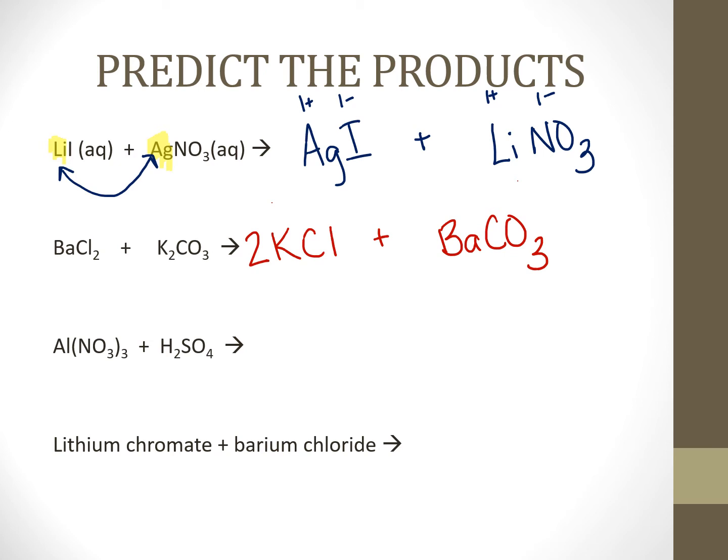All right, so here we have aluminum nitrate reacting with sulfuric acid. So I'm going to switch aluminum and hydrogen. So HNO3 plus AlSO4. Hydrogen's a 1 plus, nitrate's a 1 minus, so we're good. Al is a 3 plus, sulfate is a 2 minus, so we got to cross down those charges.